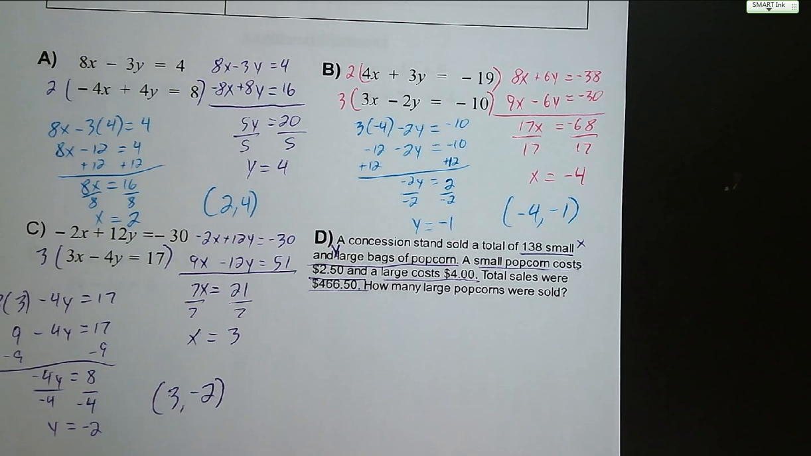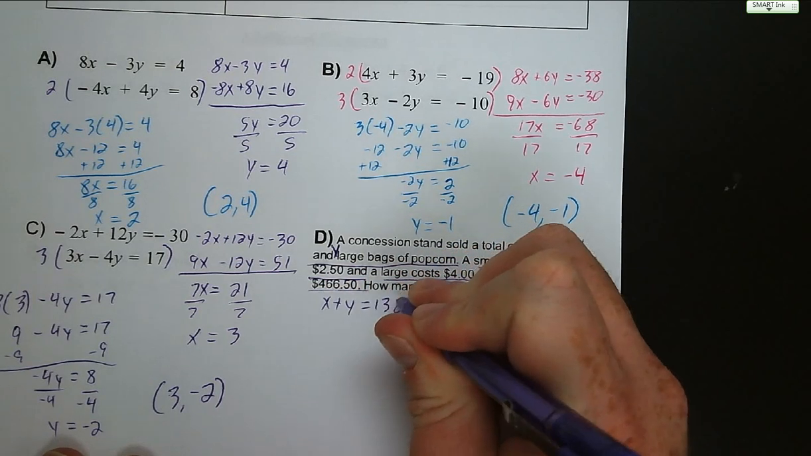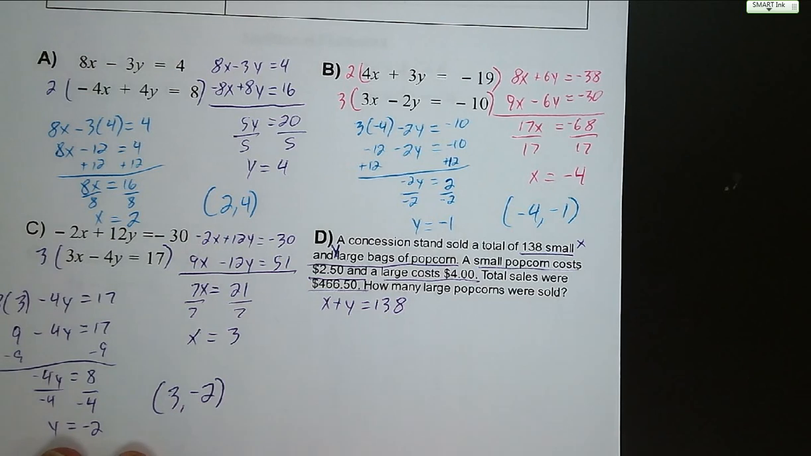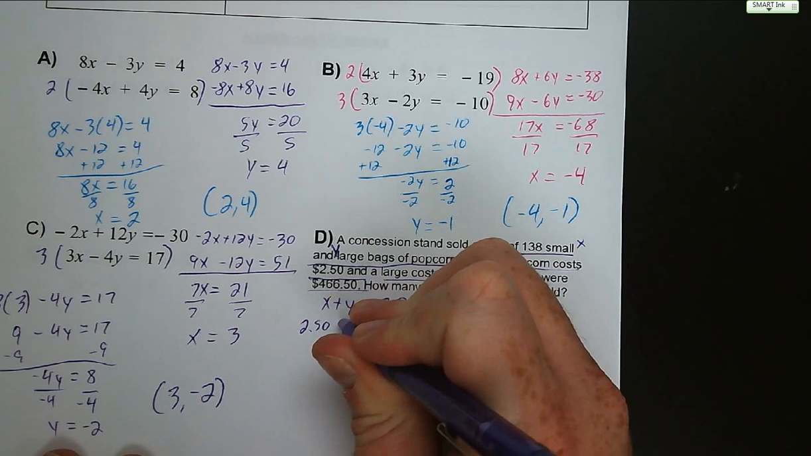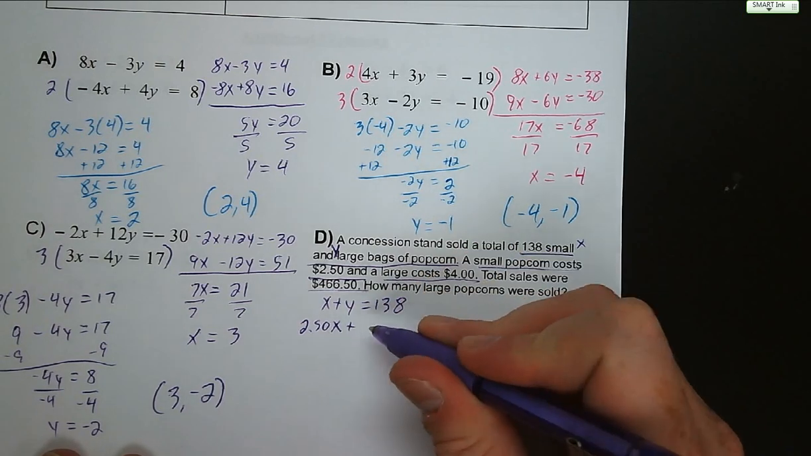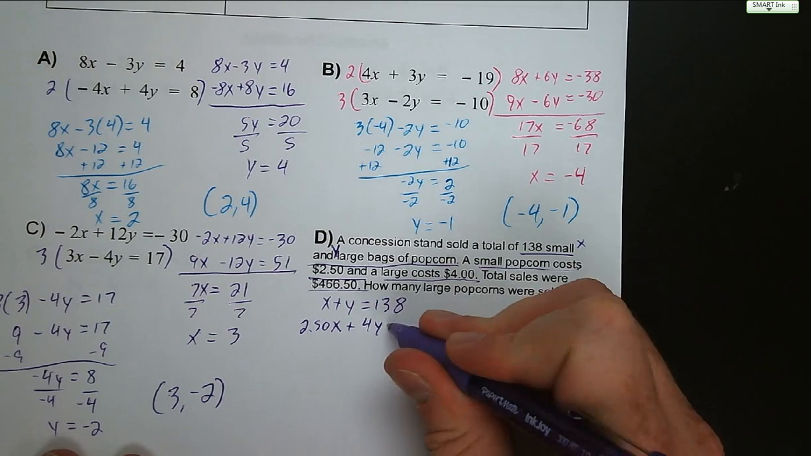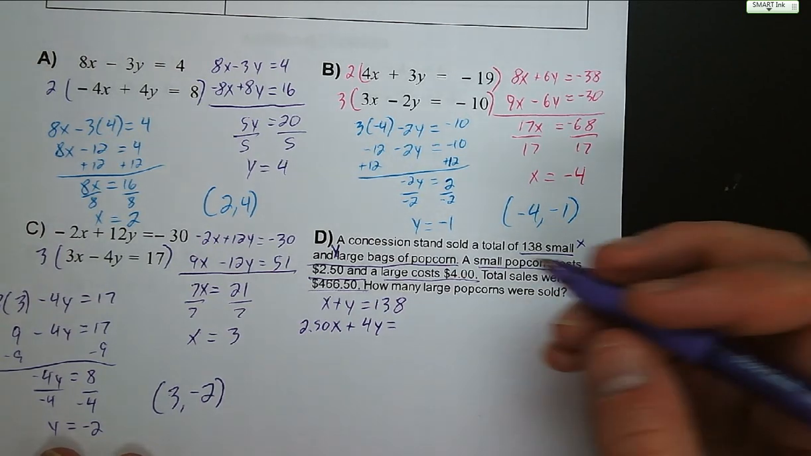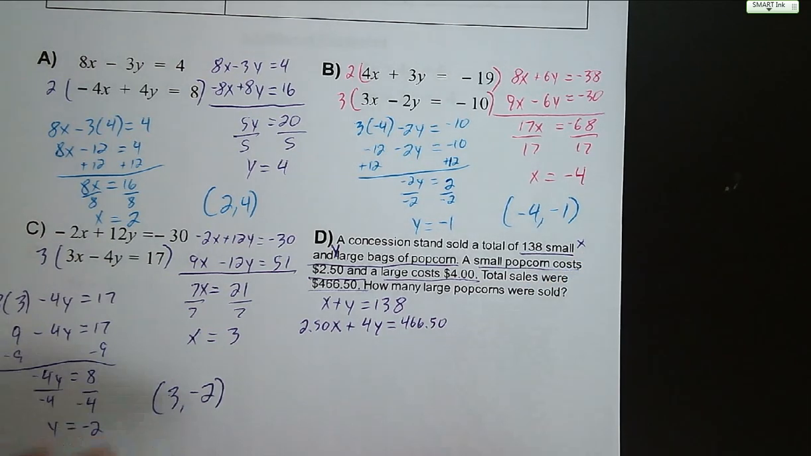Well, I know a combination of small and large bags were sold, and it equaled 138. So X plus Y equals 138. And I know that small bags of popcorn are $2.50, so 2.50 times X, plus we have $4 times our Y value, however many larges we sold, is equal to 466.50.